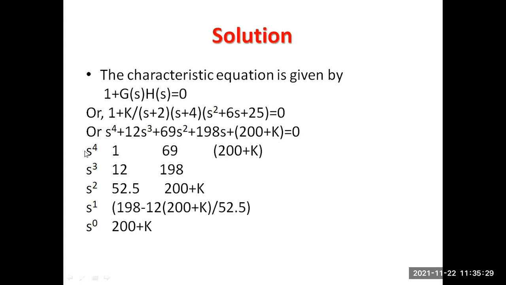Then we'll form the Routh array. The first coefficient is 1. Then we'll skip the s cube term, and this will be 69, then 200 plus K. For the s cube term, this will be 12. Then we'll skip the s square term, and this will be 198. Later on, we'll apply the formula for forming the Routh array, so that you know how to form this Routh array.